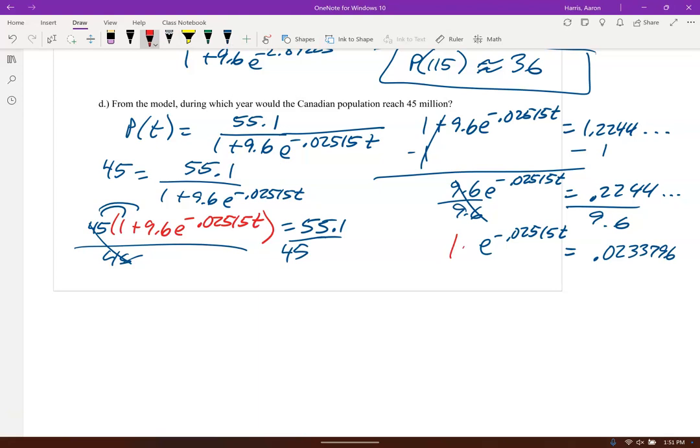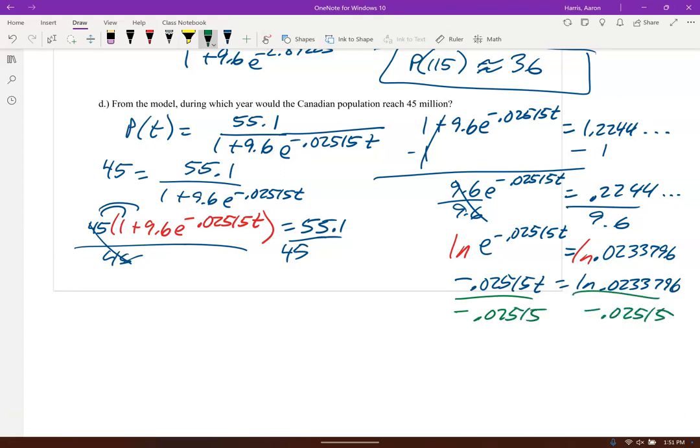Now I take the natural log on both sides. I'll undo e. And then I divide by negative 0.02515. And t ends up being 149. So that's saying the population takes 149 years.